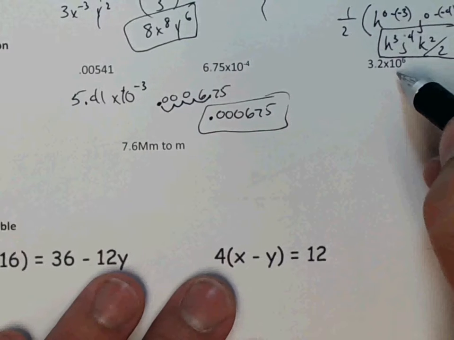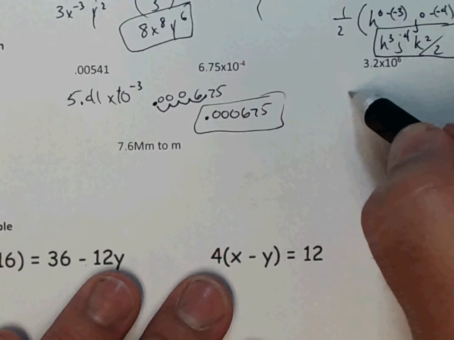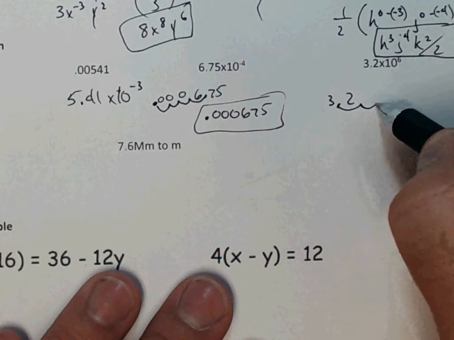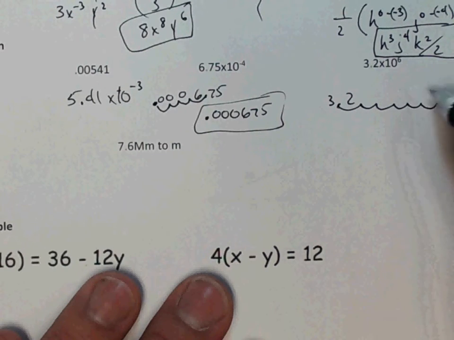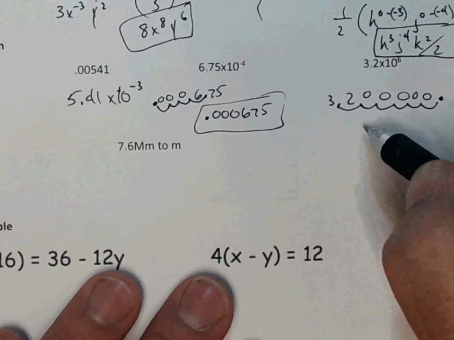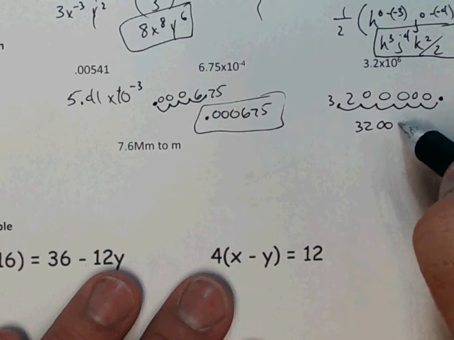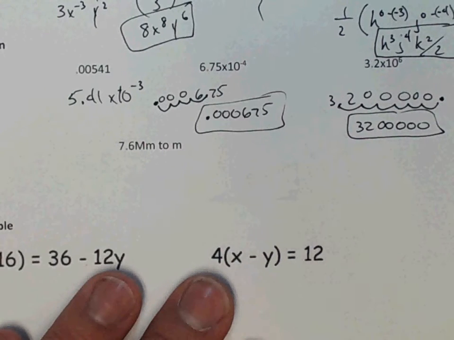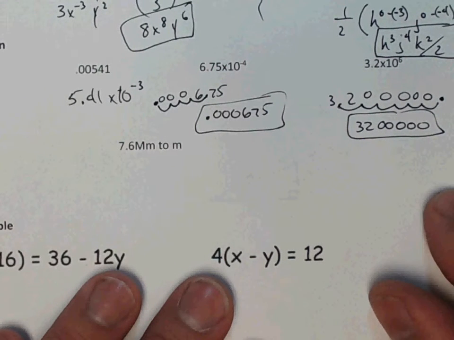And on this one, 3.2 times 10 to the 6th, we're going to move that 1, 2, 3, 4, 5, 6 places, put our decimal back, fill in those empty spots, and we get 3,200,000. Again, not too hard, I don't think.